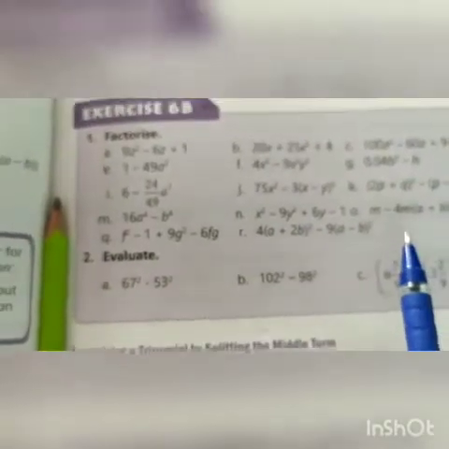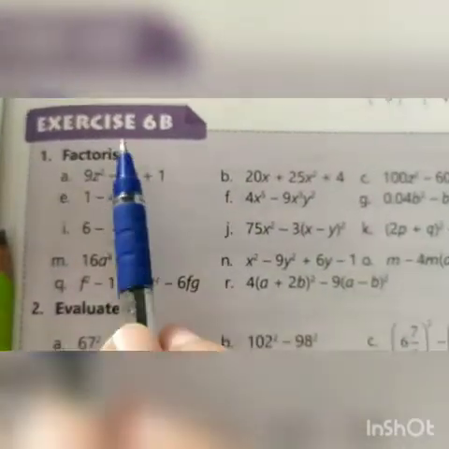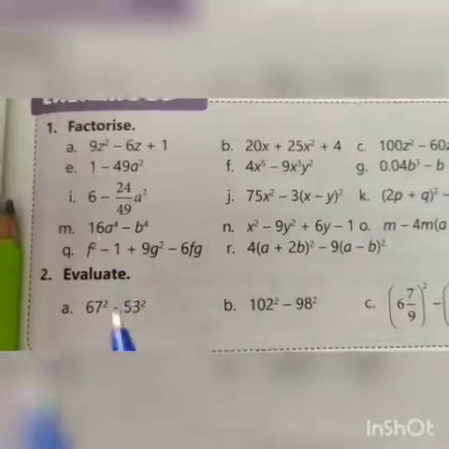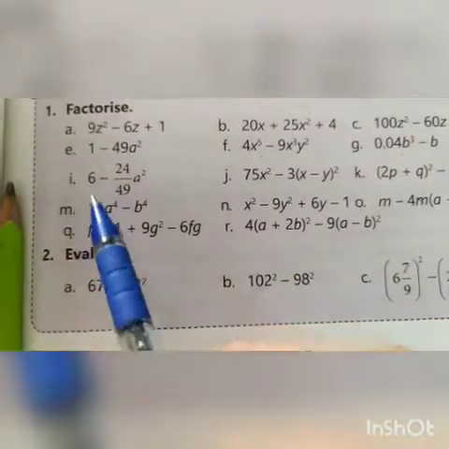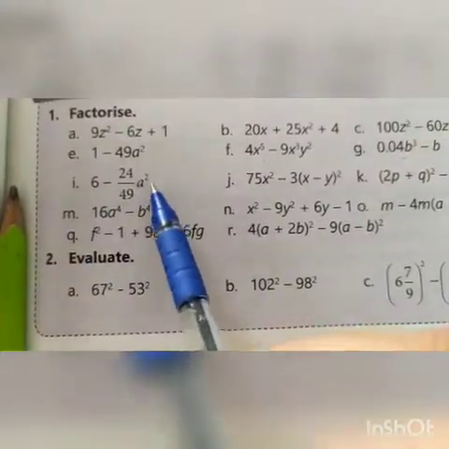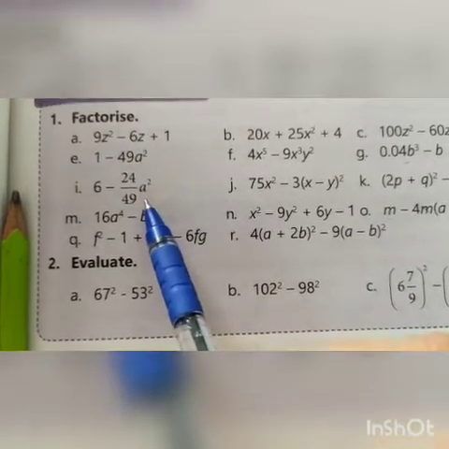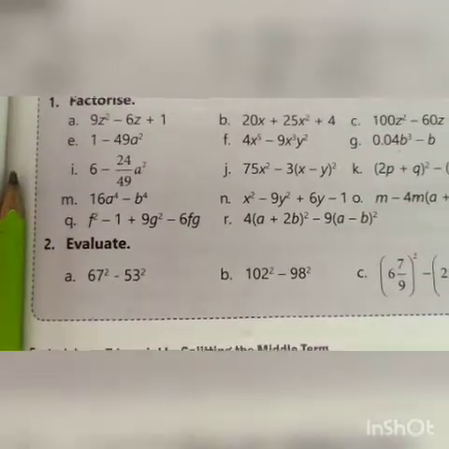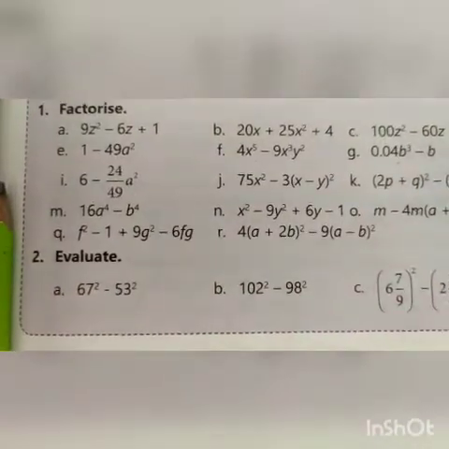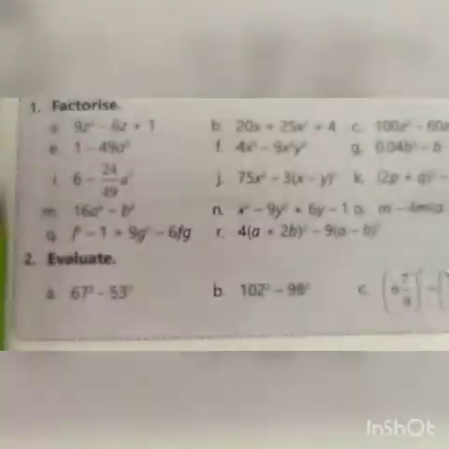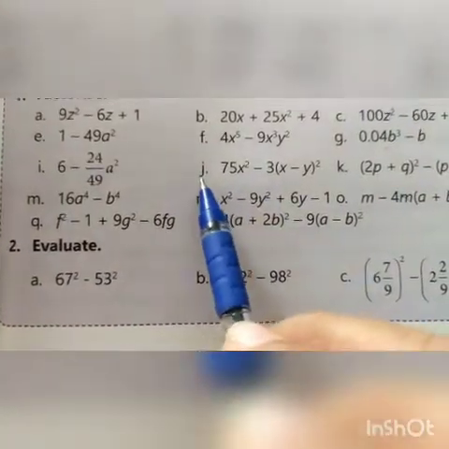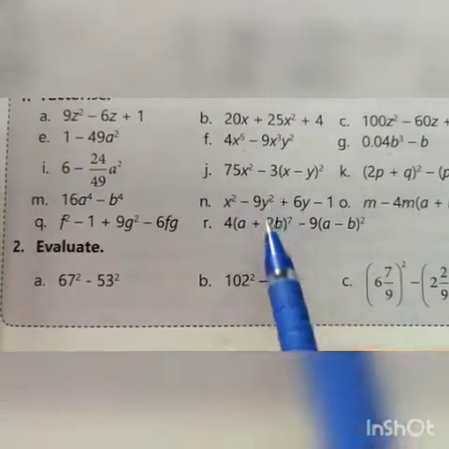In the previous class, I started exercise 6b, factorization. In this exercise, we completed up to I part, in which we factorize the given algebraic expressions using identities. Today I am going to start from J part. Today we will complete its remaining sums.